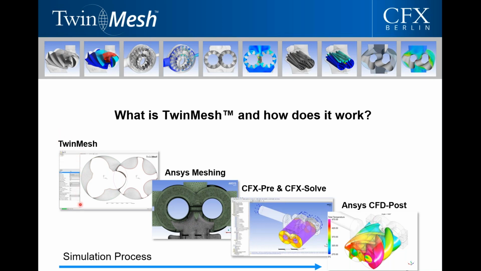That means we generate the working chamber of those machines in Twin Mesh, and then we can combine them with, for example, the stator volume meshed in ANSYS Meshing. Then we move on to the preprocessor, which is CFX-Pre, for example. And then at the end of the workflow, we have our simulation results. That is the idea.